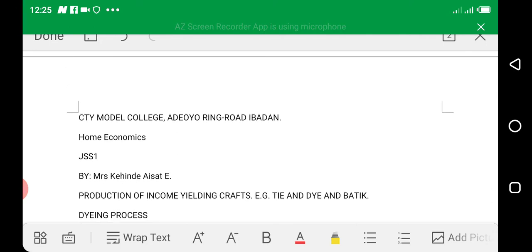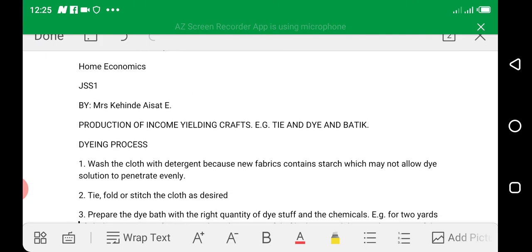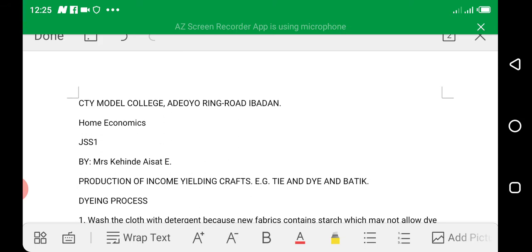I welcome you, my dear JS1 Economics students, to another episode of your last topic, production of income-yielding crafts, that is tie and dye and batik.